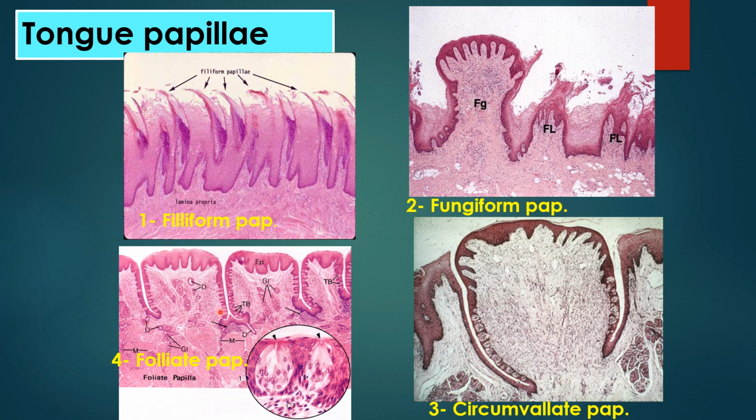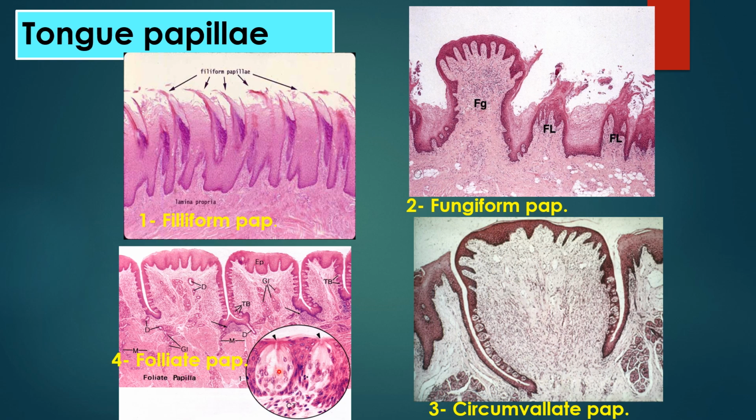Then the foliate papillae, which are finger-shaped, present in the form of rows on the lateral edges of the tongue, and again lined by non-keratinized epithelium with a large number of taste buds, and the glands, which are the von Ebner glands, present over here. You can also see the ducts of the glands, and this is the slide at higher magnification. You can appreciate the taste buds.